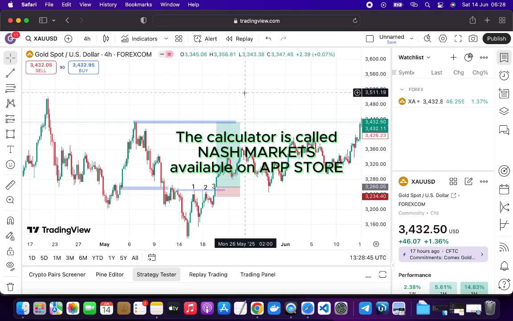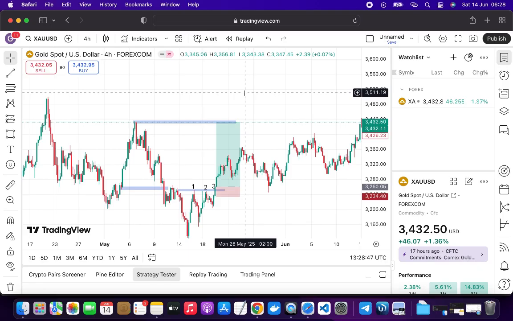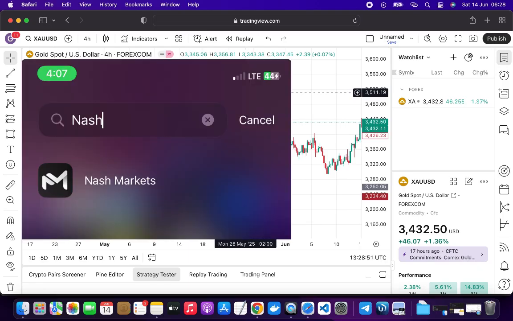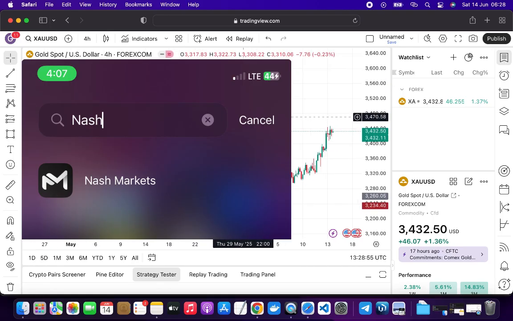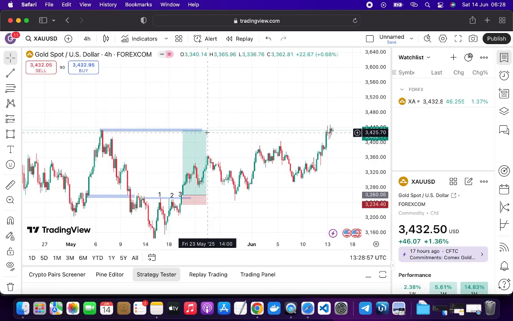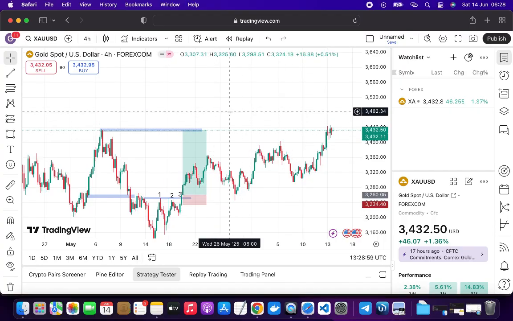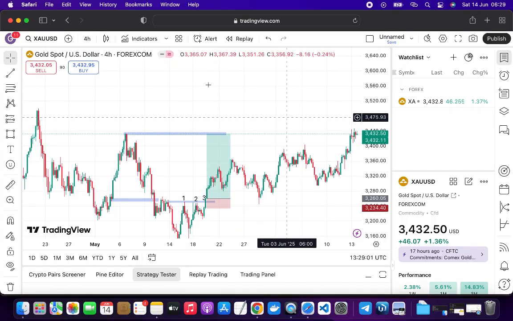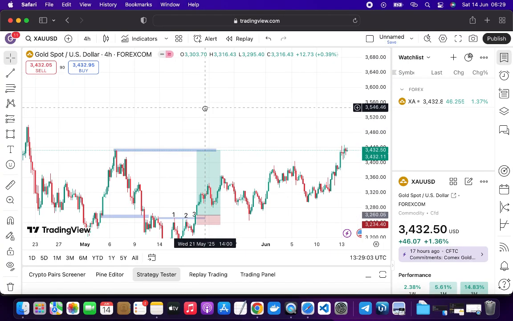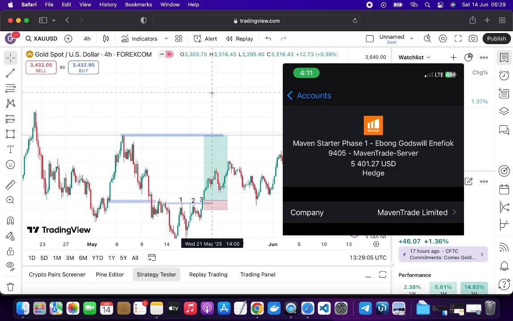So I'm going to attach a screenshot of the application, so you can always download it on your Play Store, on your App Store, I guess. Yes, on your App Store. So that's about it. So once that's done, I quickly allow the trade to play out, and yes, it has a very high win rate, and that's what I used to pass my prop firm valuation account.